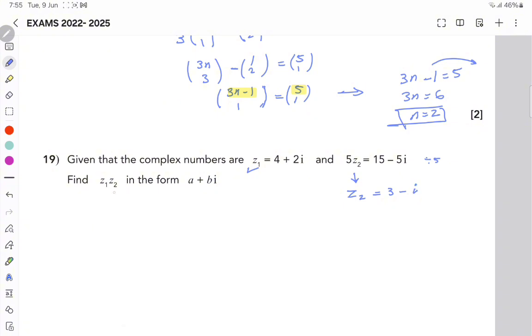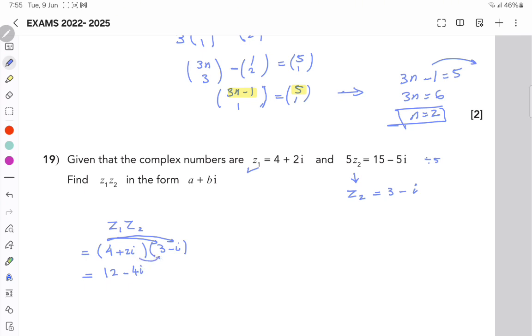Now to find z1 times z2, we need to multiply z1 by z2. z1 is given 4 plus 2i times z2, 3 minus i. We expand by multiplying the first term by every term in the second bracket. So 4 times 3, it will be 12. 4 times negative i, it will be negative 4i.